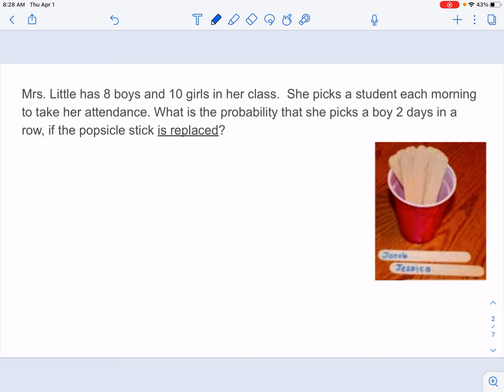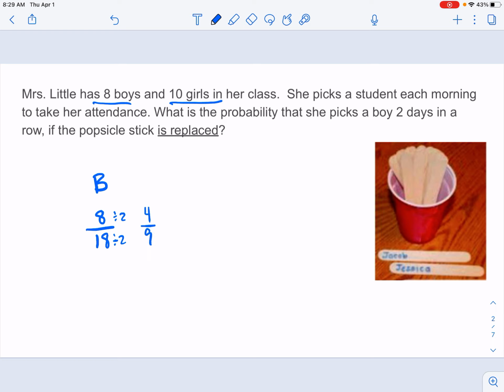So Miss Little has 8 boys and 10 girls in her class. She picks a student each morning to take her attendance. What's the probability that she picks a boy 2 days in a row if the popsicle stick is replaced? Okay, so the first day, we need to know the probability of picking a boy. There's 8 boys, there's 18 students. Remember, if we simplify that, we can divide them both by 2. So we can get 4 out of 9.